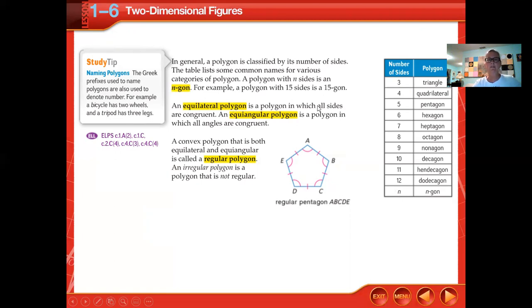Equilateral polygon is a polygon where all the sides are congruent. Equiangular polygon is a polygon in which all angles are congruent. So if it has both, like in this figure, then it's considered regular. That's what a regular polygon, that's the definition, is a convex polygon. So it starts off, if it's concave, this doesn't apply. But if you have a convex polygon that is both equilateral and equiangular, it is called a regular polygon.